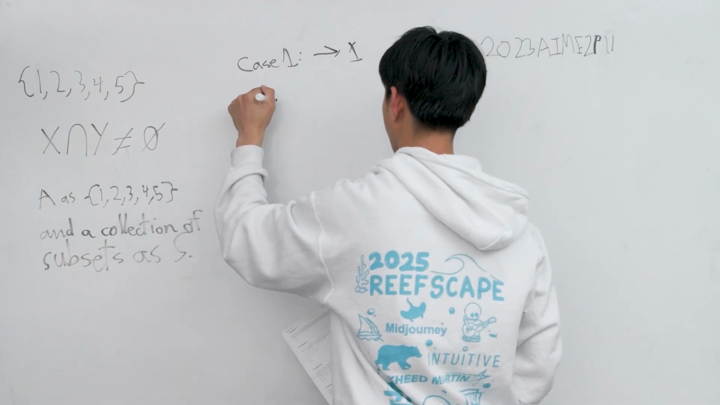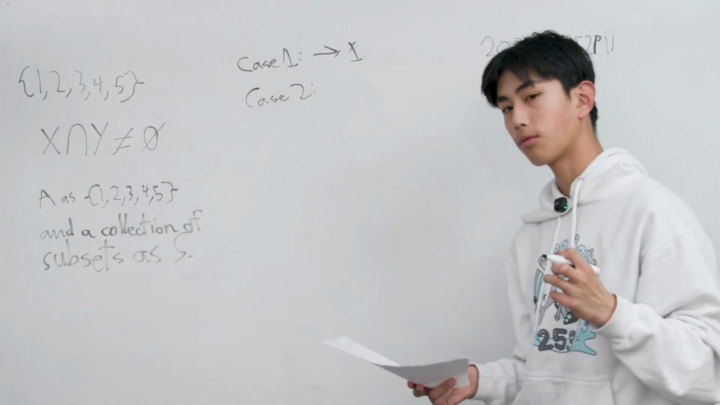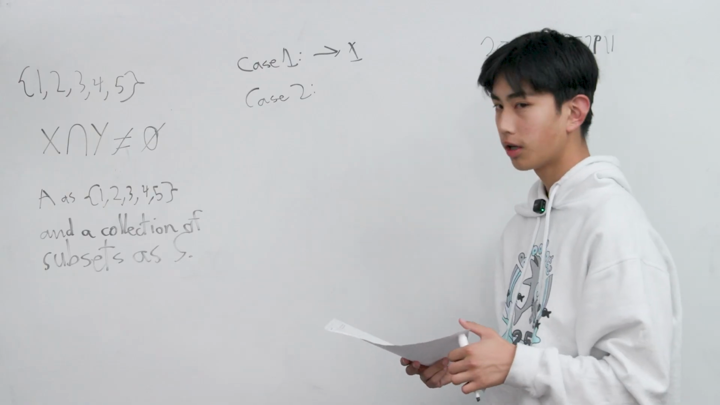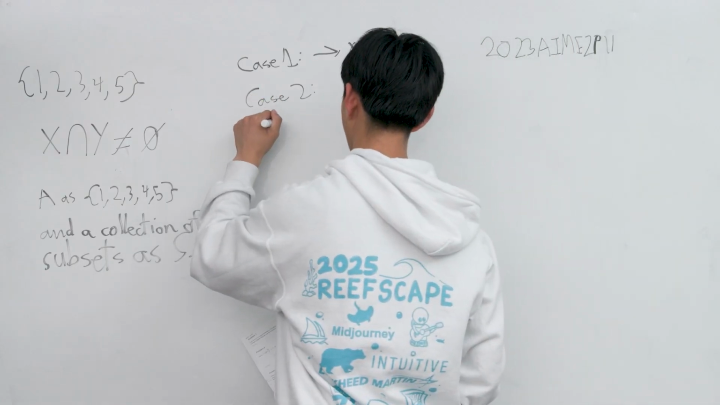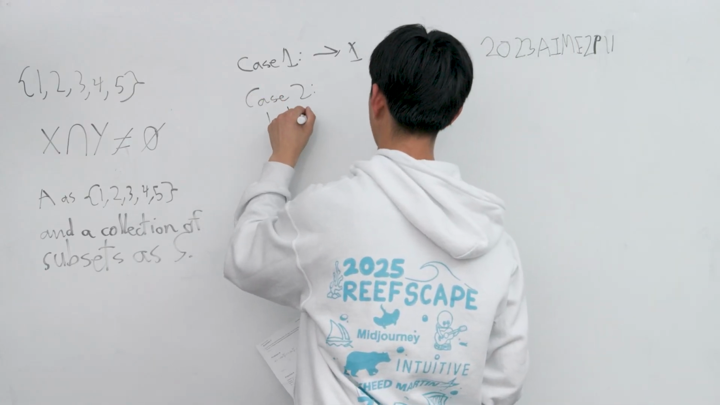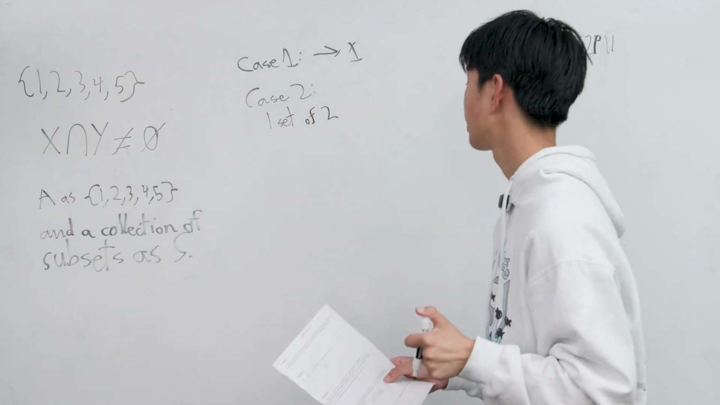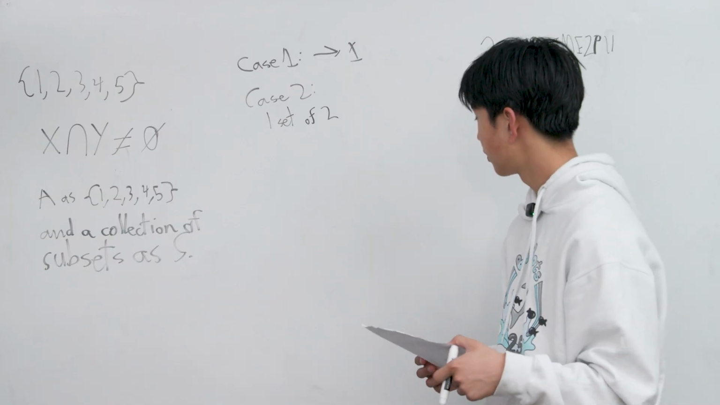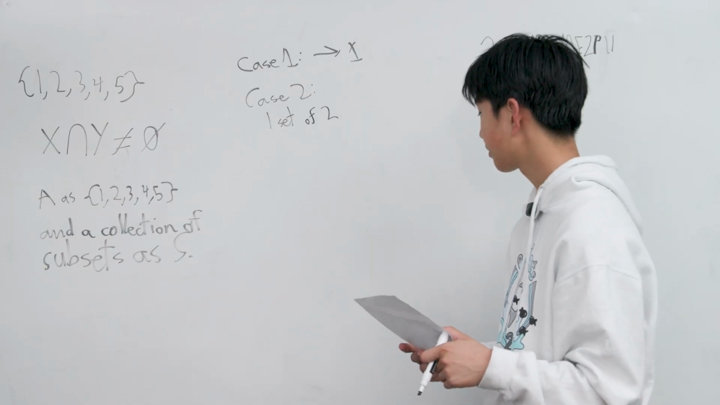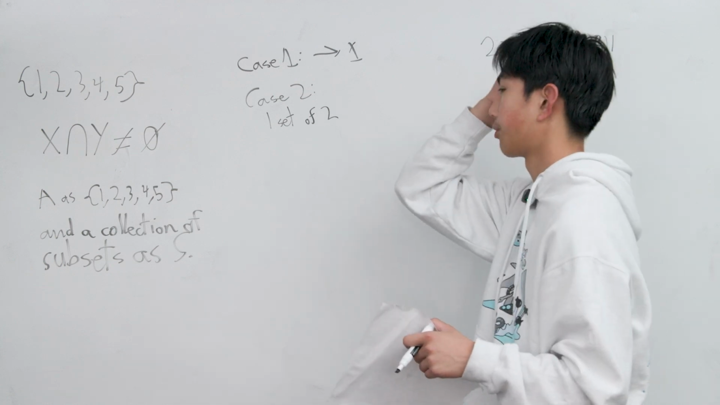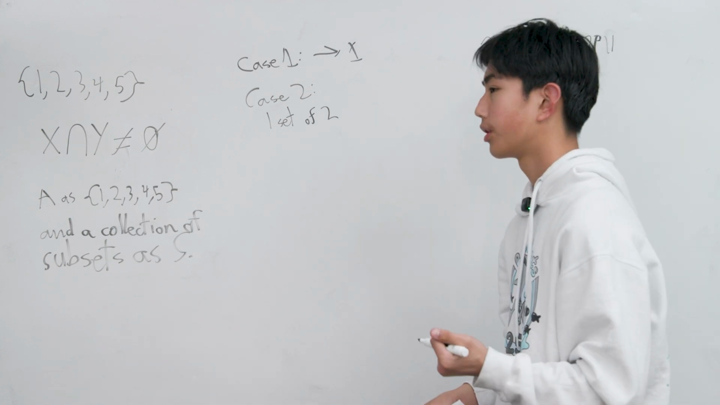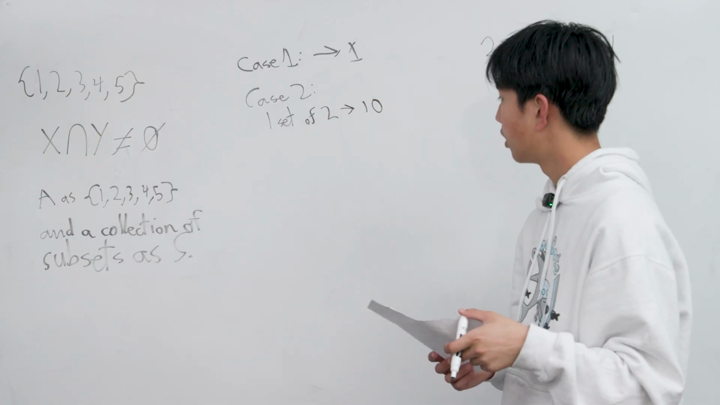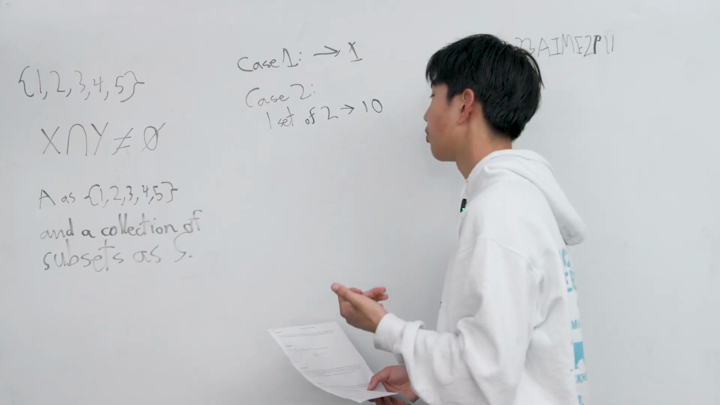Now, case 2 is where it gets a little more interesting because we have sets of 2 or higher. If we have one set of 2, where there's 2 in the set, then we can start counting. So if there's just the one set of 2, there's 10 ways to choose both the numbers. So we have the 10. And then we can just keep counting up at this point.